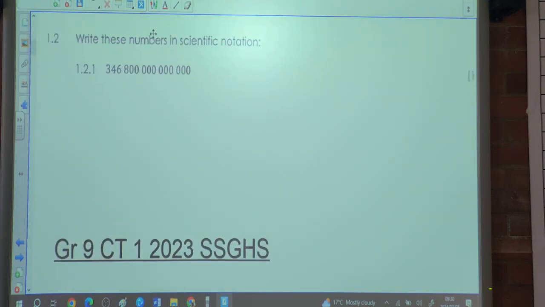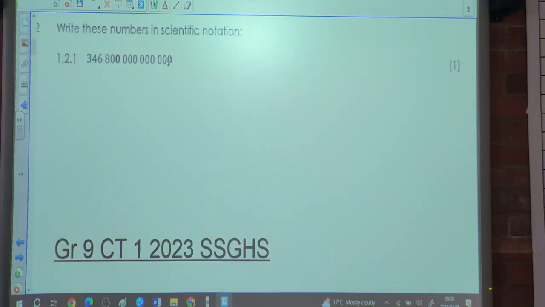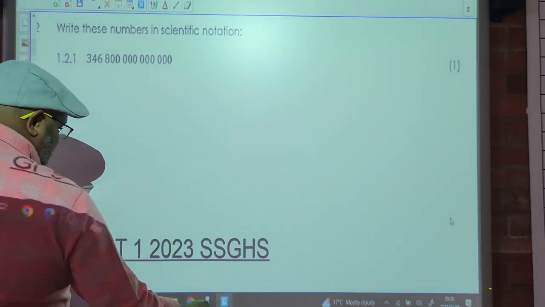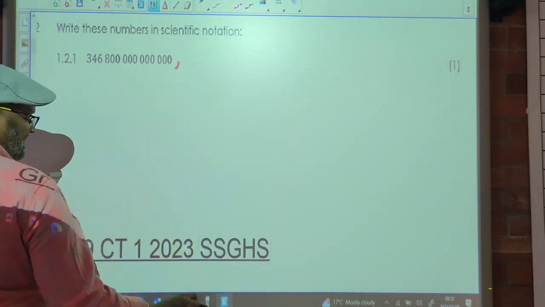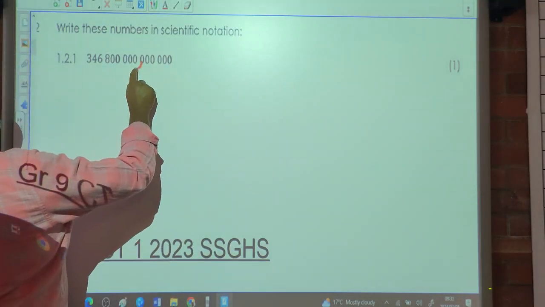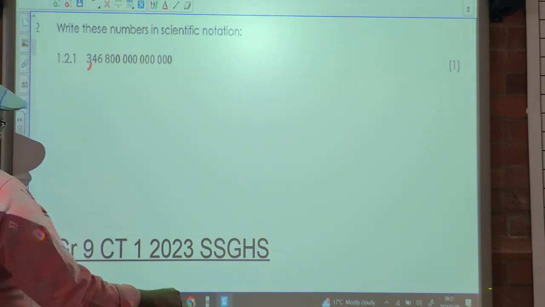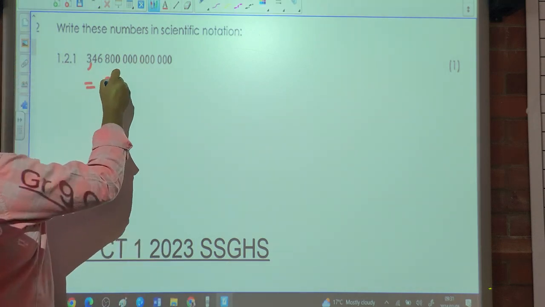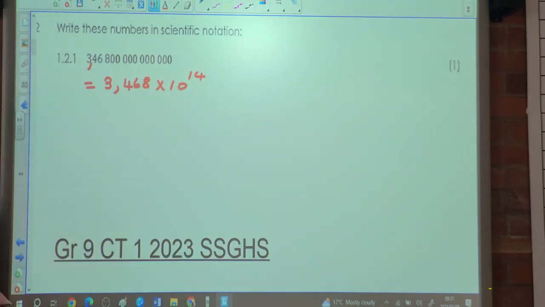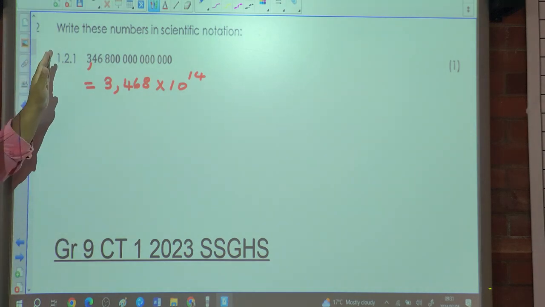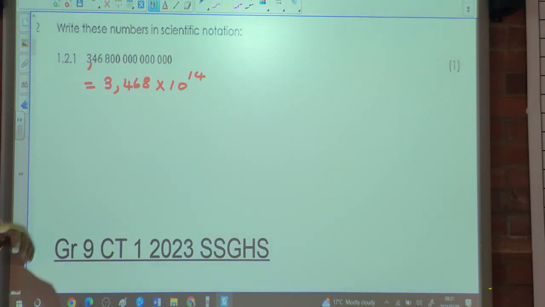Look at number 1.2. Write these numbers in scientific notation. So what's the scientific notation? We have one significant figure in front of the comma other than 0. As we know, the comma is currently lying there. So we're going to move 3, 6, 9, 12, 13, 14. In other words, this can be written as 3,468 times 10 to the 14. Remember, when the comma moves to the left, to write it from ordinary to scientific notation, it is positive.